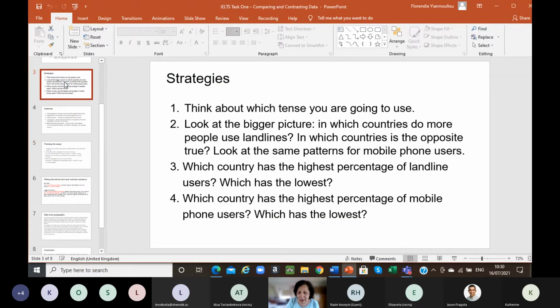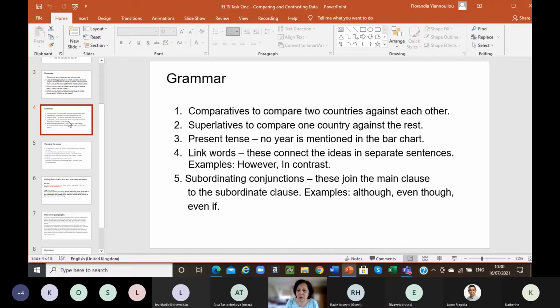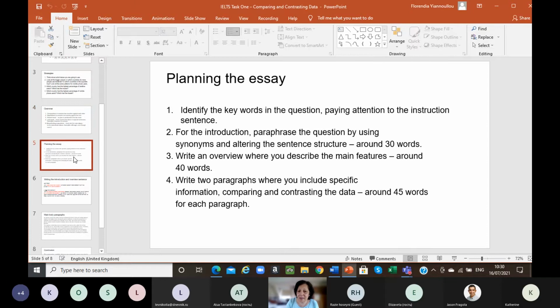So we've looked at the strategy, and again, Catherine, if you look at the strategies, it does help you speed up with the exam as well. Now, if you look at the grammar, again, we said that. Now, planning the essay. First, you need to look at the question. You need to identify the key words in the question, paying attention to the instruction sentence.